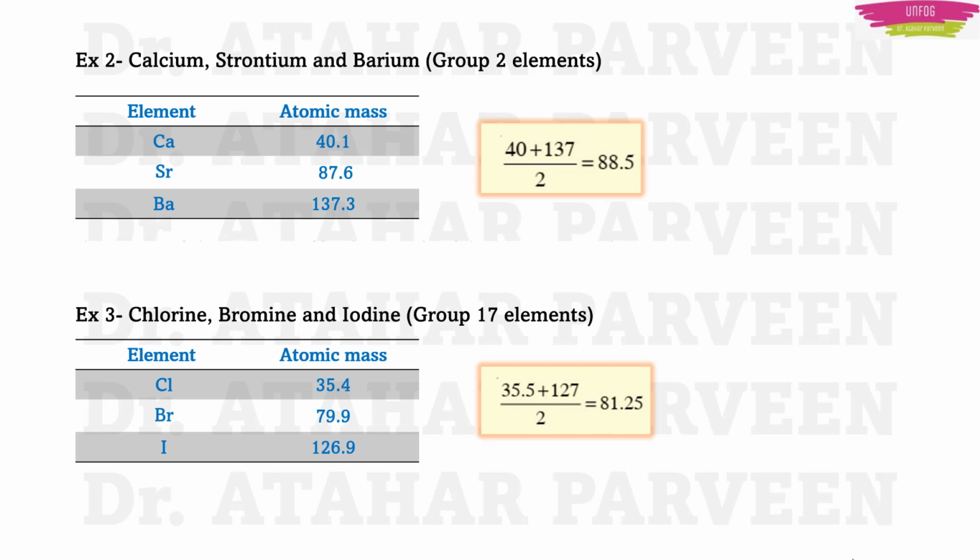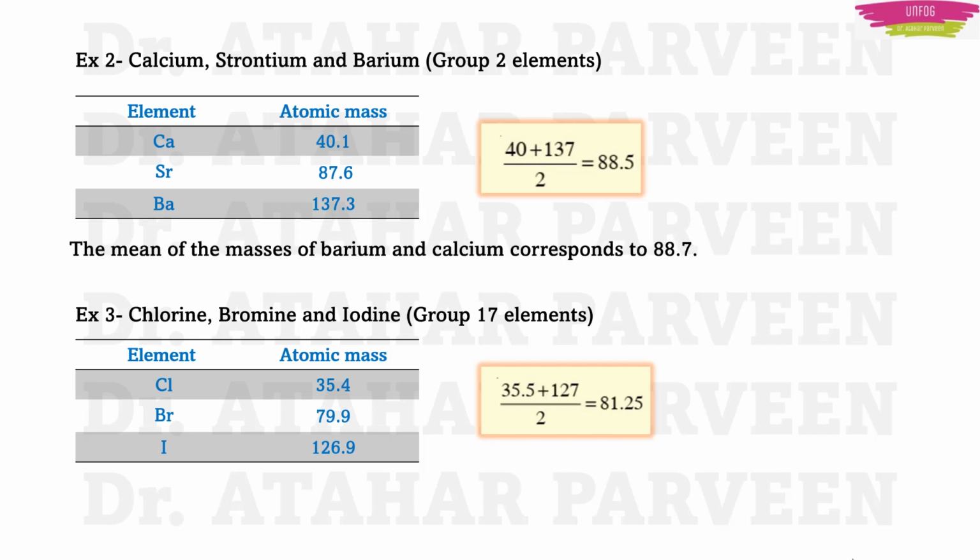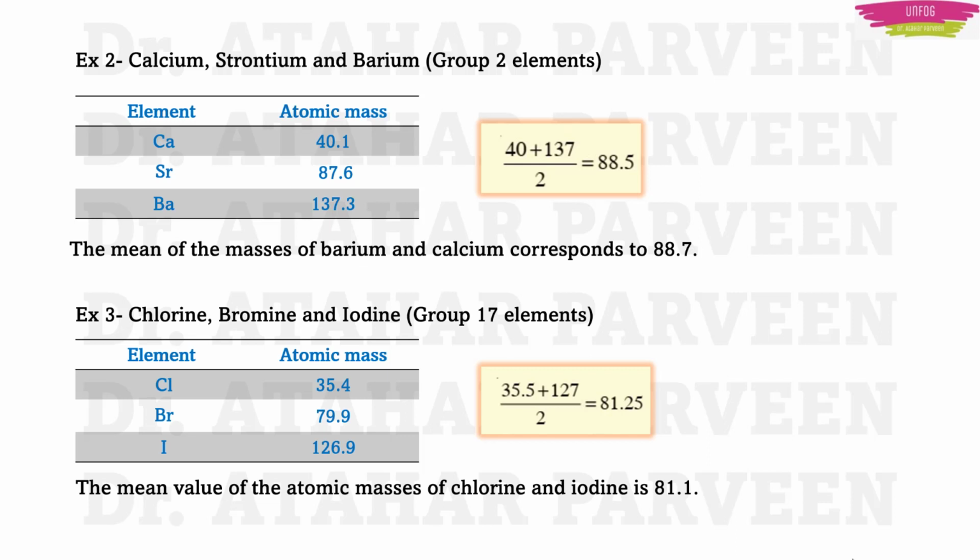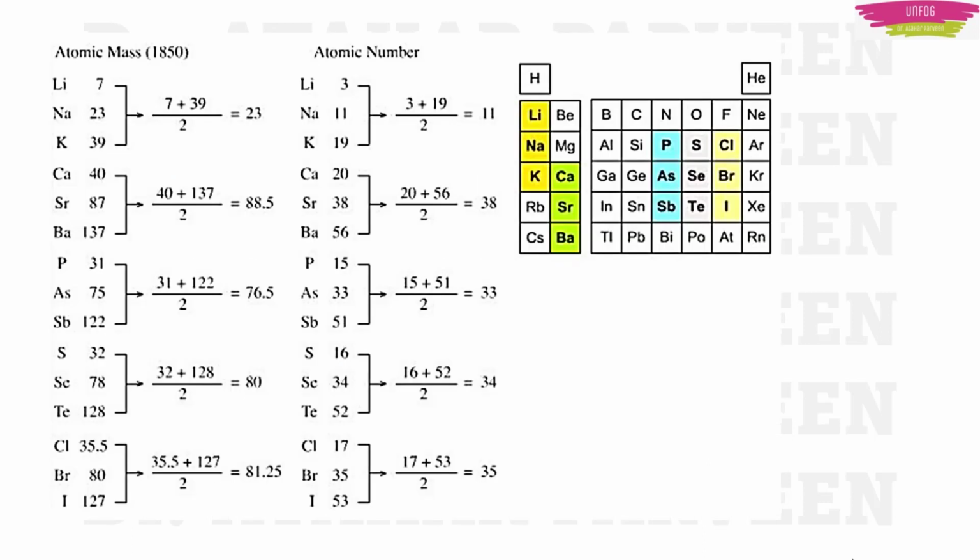Now in the first case, the mean of masses of barium and calcium corresponded to 88, which was approximately equal to the atomic mass of strontium. And in the second case also, the mean value of atomic masses of chlorine and iodine is approximately the same as that of bromine. Okay. In the same manner, Doberiner gave a few more groups. Totally, he gave 5 groups. These 5 groups or triads are famously known as Doberiner's triads.